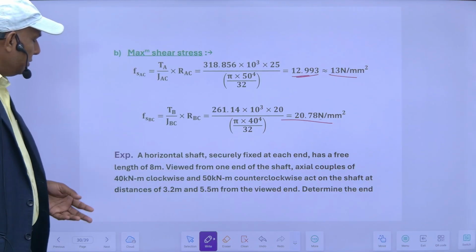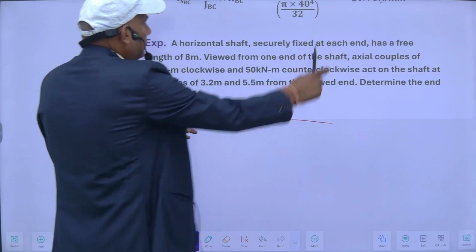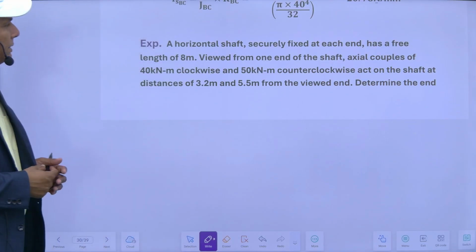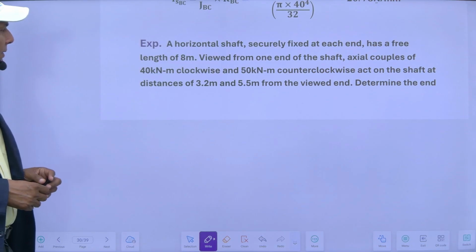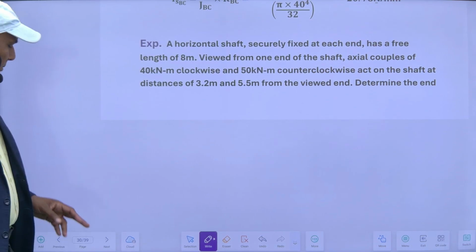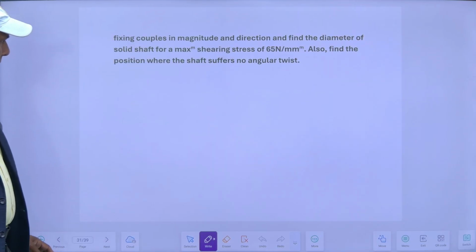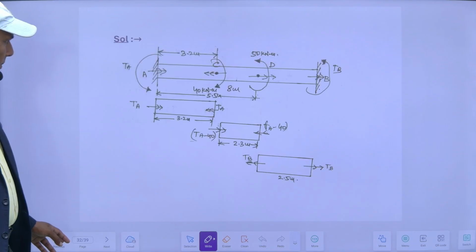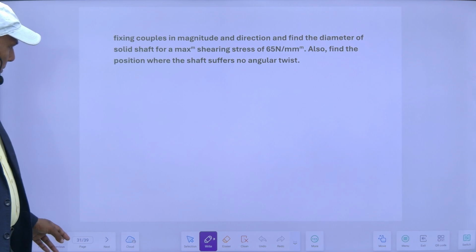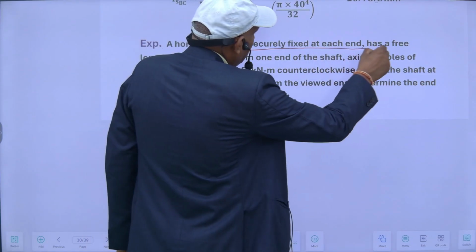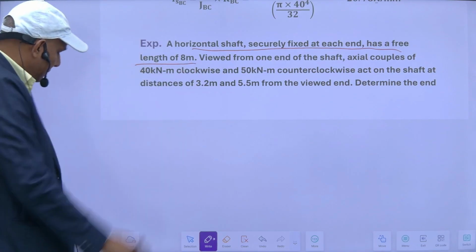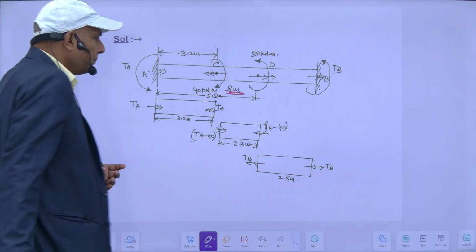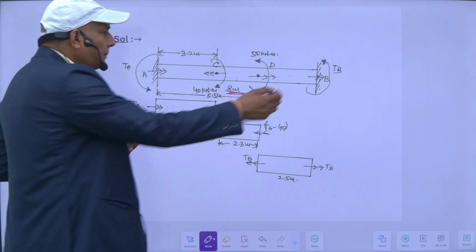Let's come to another numerical. A horizontal shaft securely fixed at each end has a free length of 8 meter. So a horizontal shaft which is securely fixed at each end has a free length of 8 meter. So this is the case. This is a shaft which is fixed at both ends, and it has a length of 8 meter. So 8 meter is the total length, and they are fixed at A and B.